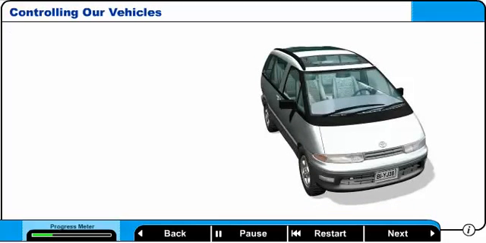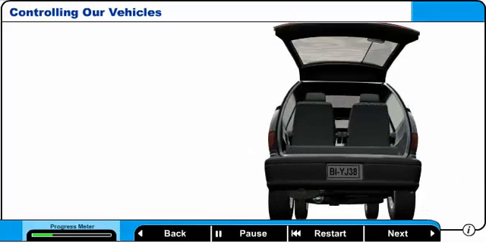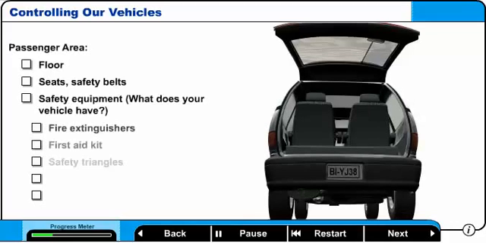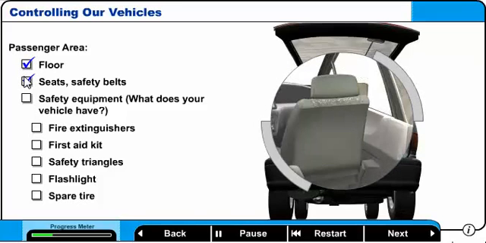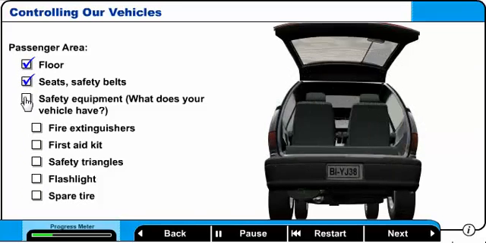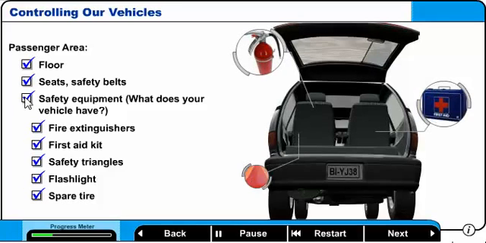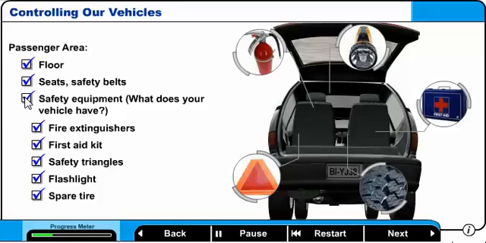After you've looked under the hood, it's time to check out the inside of the vehicle. What 3 things do you need to check in the passenger area? Yes, take a look at the floor. Right, check the seats and safety belts. Does the vehicle have fire extinguishers, a first aid kit, reflective tape and safety triangles, a flashlight and a spare tire?